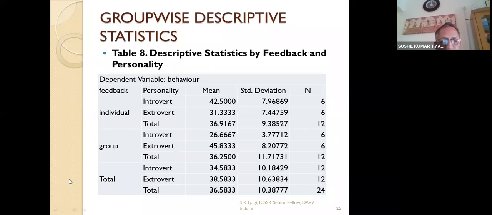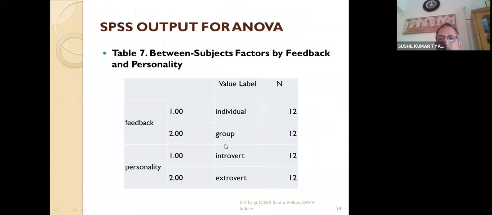Now this is the first output. Between-subject factors: feedback and personality. Feedback 1, 2: individual, group, 12, 12. Personality 1, 2: introvert, extrovert.